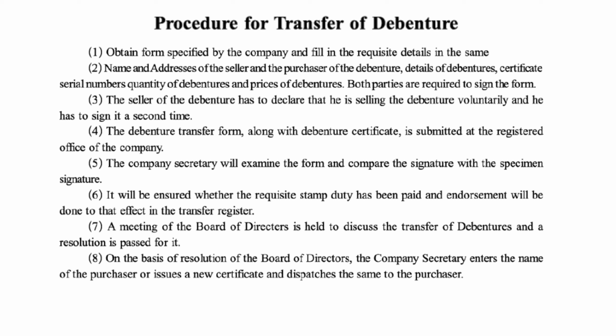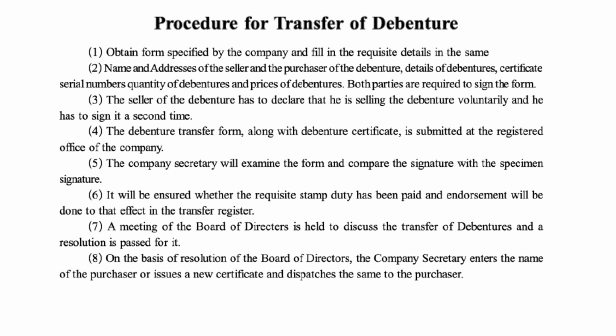He will fill the name and address of the seller. He will fill the name and address of the purchaser. He will fill the details of the debenture. That is, what is the number of debentures which he wants to sell, what is the serial number of these debentures, at what price he is selling. All these details will be mentioned in the form.